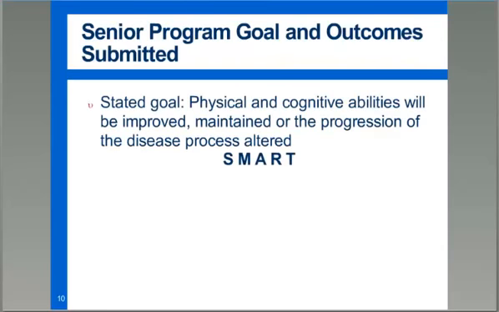Using the example of a senior program, let's review what they've got as their stated goal. Physical and cognitive abilities will be improved, maintained, or the progression of the disease process altered. Is that a SMART goal? Is it specific? Not really. It involves two changes, physical and cognitive abilities, and we expect to improve, maintain, or alter the progression. So we're not very specific on what we expect the result to be. Is it measurable? Probably. Is it achievable? Probably. Is it realistic? Probably. Is it time specific? Not at all. No time has been stated.